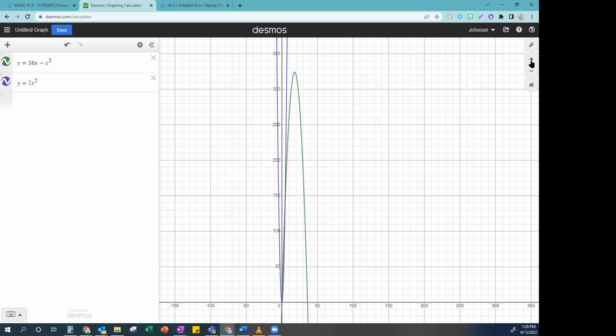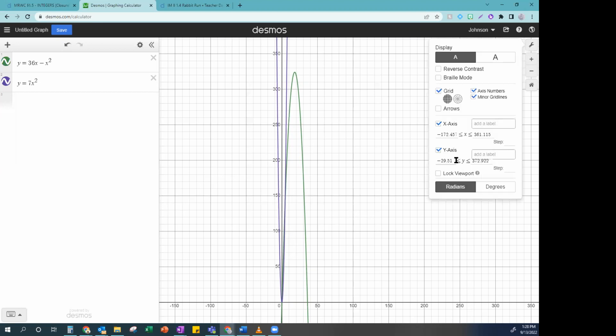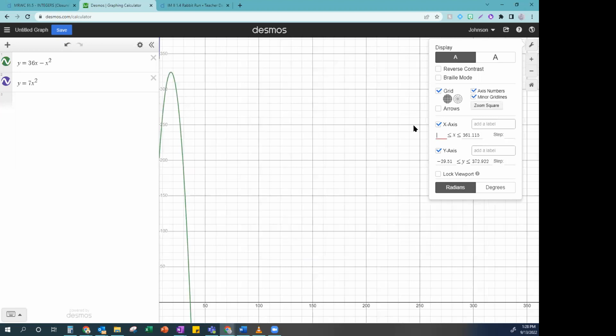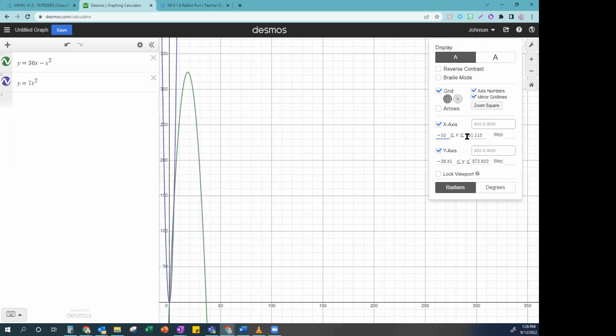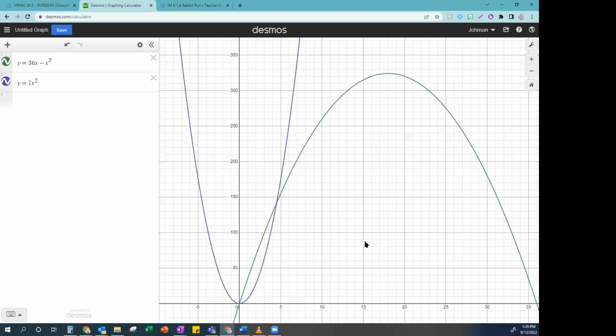Now I'm going to change my settings here just so I can open this up a little bit. I want to go from probably -10 to +36. Okay, that's better. I wanted to open it up a little just so you can see the curves better. What's different? Yes, Nathan says one is opening up, the other one's opening down.